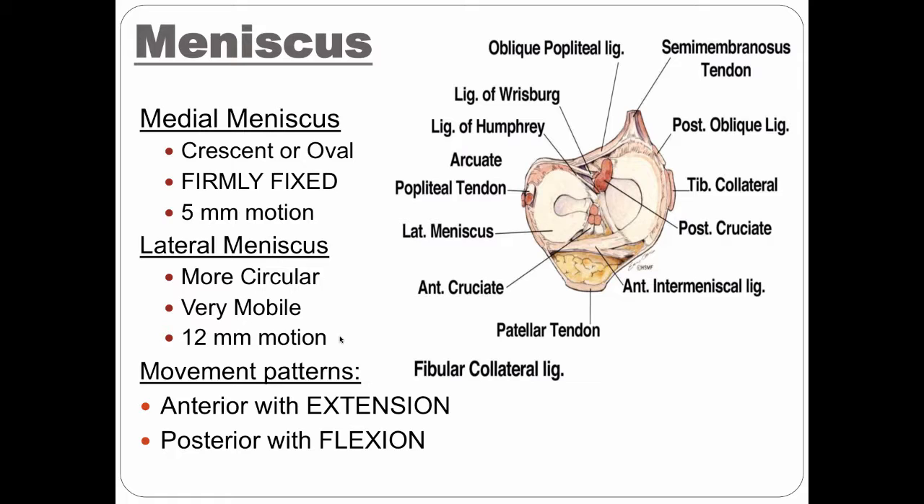So the movement patterns of the meniscus, and think of the meniscus as dynamic. They're not static structures. They're not just sitting there. They move. They don't move on their own, but they have movement patterns based on what the knee is doing. So as the knee extends, the meniscus is going to anteriorly move or translate. As the knee flexes, it's going to posteriorly translate.